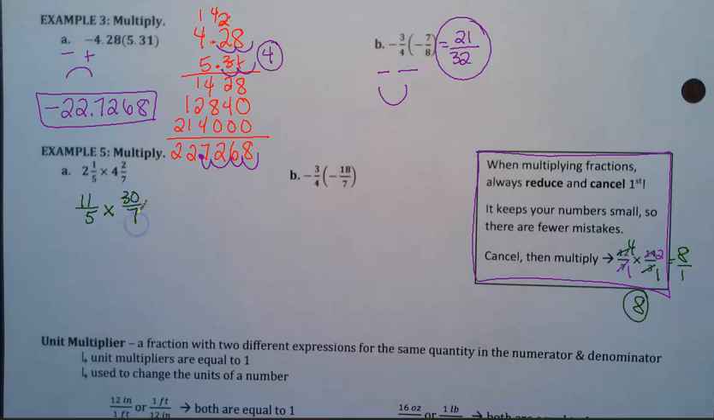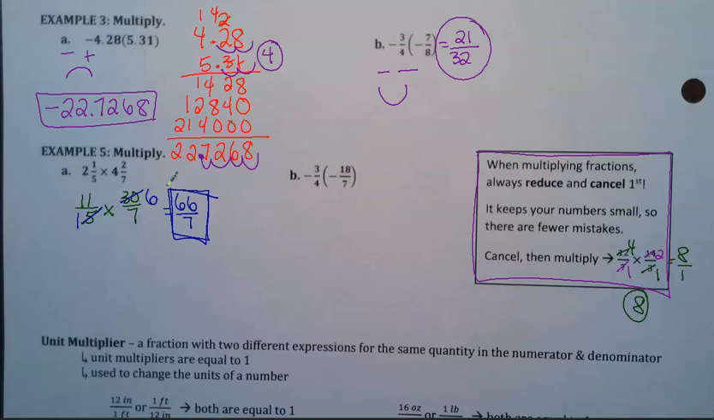So 11/5 times 30/7. What cancels? Good, the 5 and the 30 can cancel. So 5 divided by 5 is 1. 30 divided by 5 is 6. Anything else cancel? No. So 11 times 6 is 66. 1 times 7 is 7. And you're done. You don't have to put this in mixed number form, remember? As long as it is reduced or simplified. There's no other common factors, so this is as small as it goes.